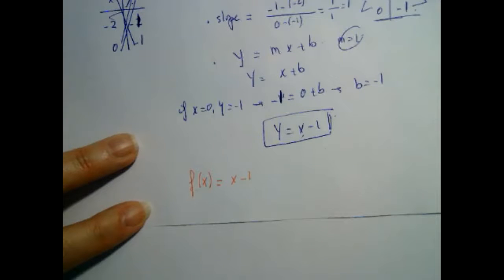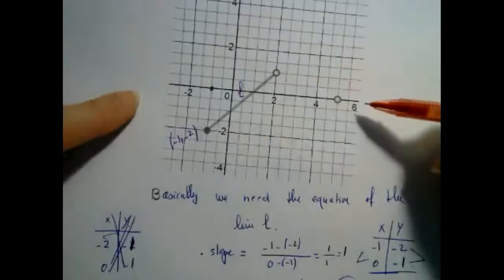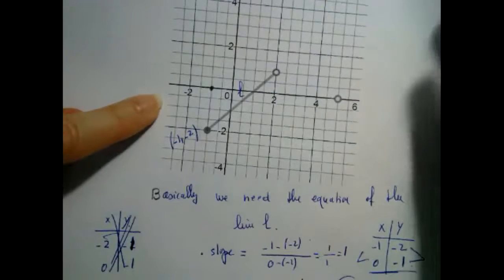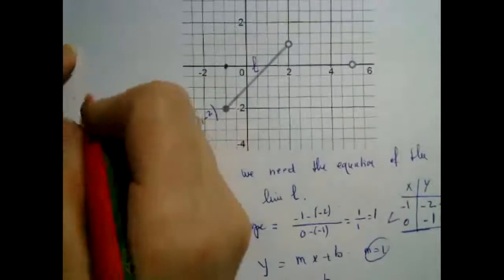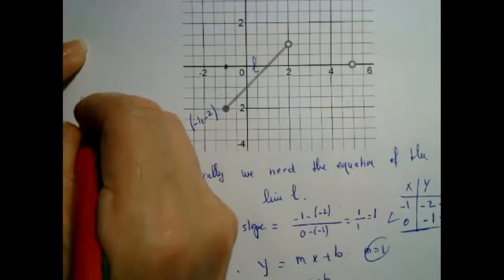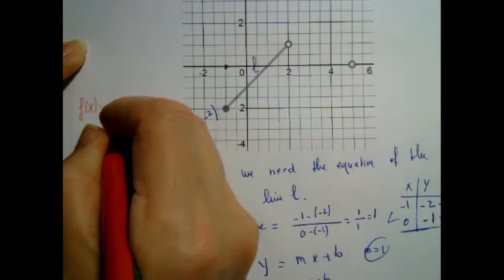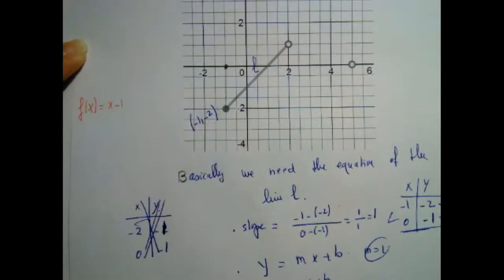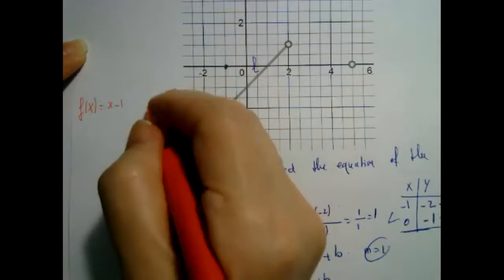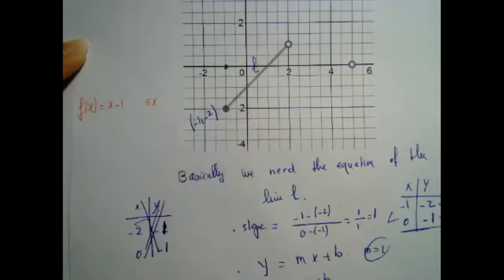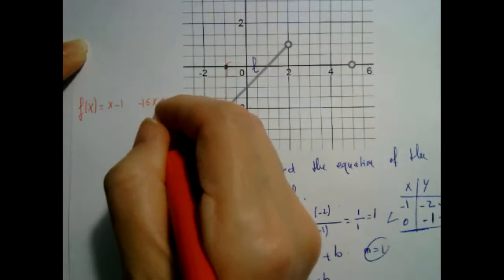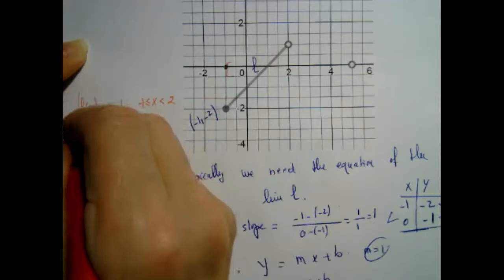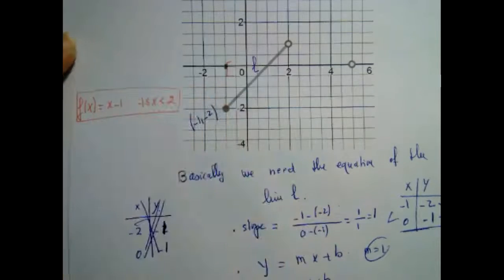Because if I write f of x equals x minus 1, I'm telling you that the function is defined for all x's. So I want to be careful with my domain. I'm going to write the formula like this: f of x equals x minus 1, but I'm going to say what the domain is, where x is between -1 and 2. That will be the formula for my function.